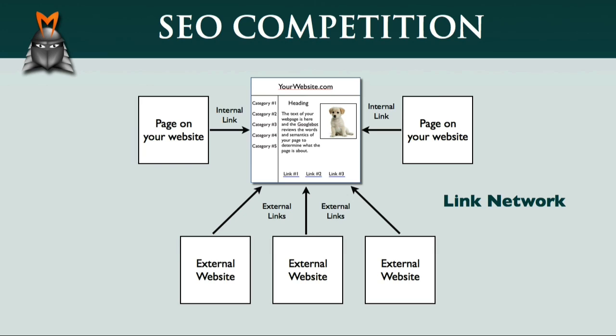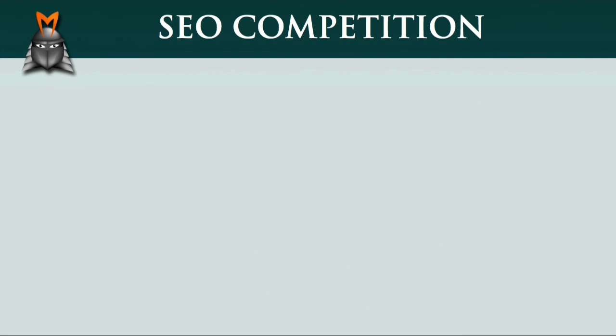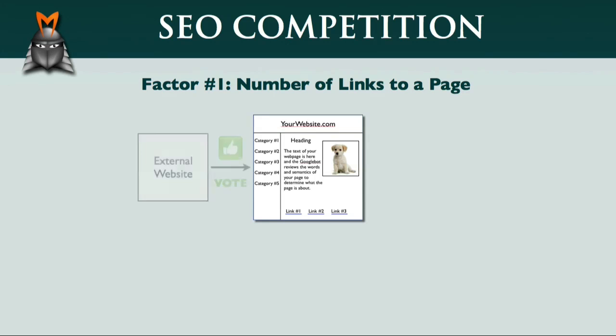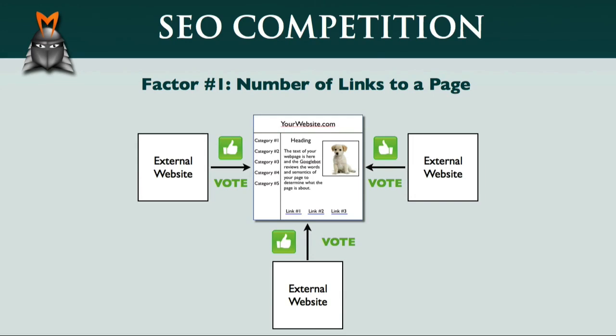Now let's take a look at some of the factors that influence the impact of a link network on the authority and ranking of a particular web page. The first factor that influences the rank of a page is the number of incoming links. A good way to think of this is that each link is like a vote of confidence. If a lot of other websites are linking to and thereby voting for a page, then it suggests that the page contains good quality content.